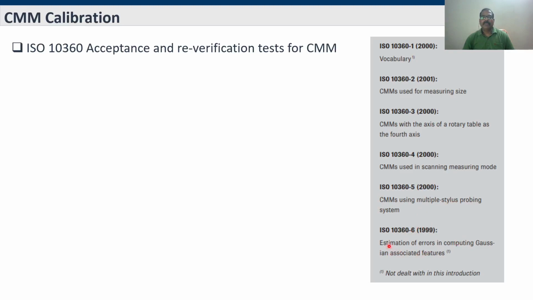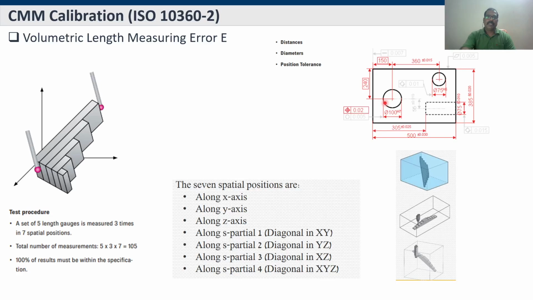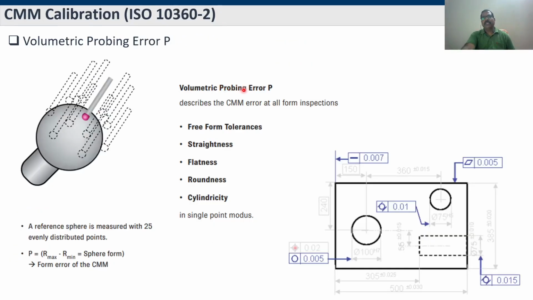Dash 6, estimation of errors in computing Gaussian associated features. All of this is discussing different CMM related things. In terms of the E and R tests, error and material standard tests, the E test is discussing volumetric length measuring error or volumetric probe measuring error. Two tests are there under E.